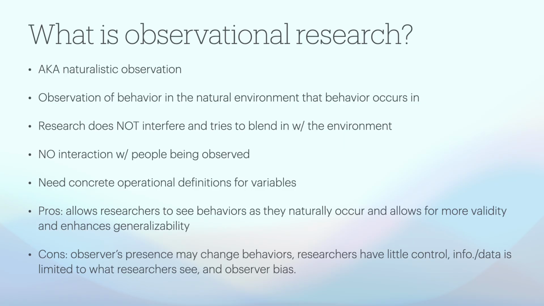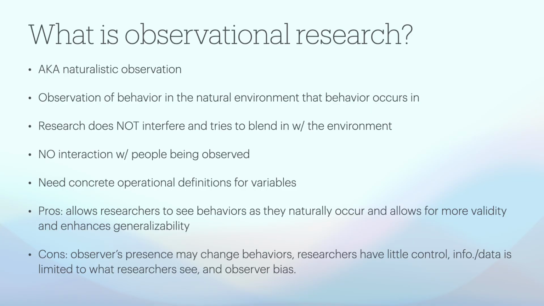However, before getting into that, I do want to give you a refresher and a reminder of what observational research is. Sometimes it's referred to as naturalistic observation. This is the observation of behavior in the natural environment that behavior occurs in. When you are using observational research, you are only looking for observable behavior, so behaviors that you can see. And during this, the researcher does not interfere at all. In a purely naturalistic observation, the researcher is just an observer.